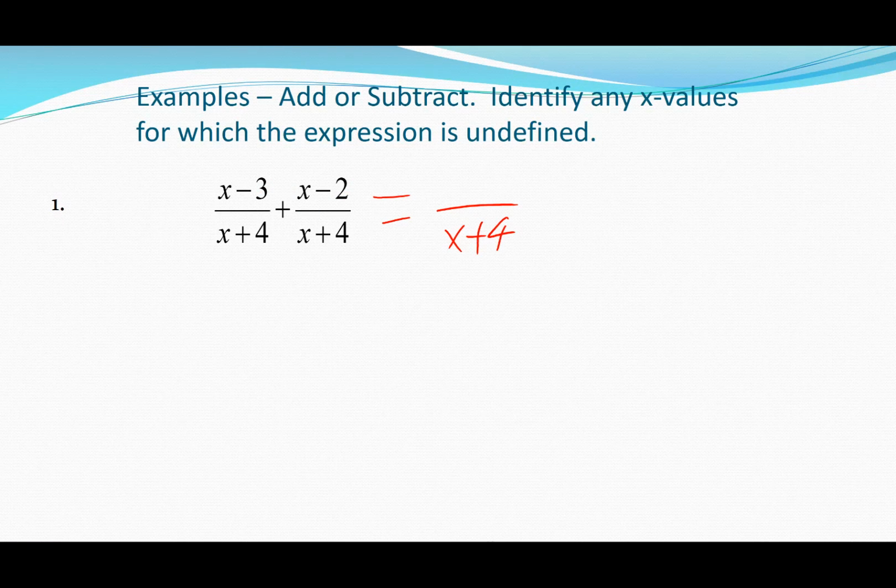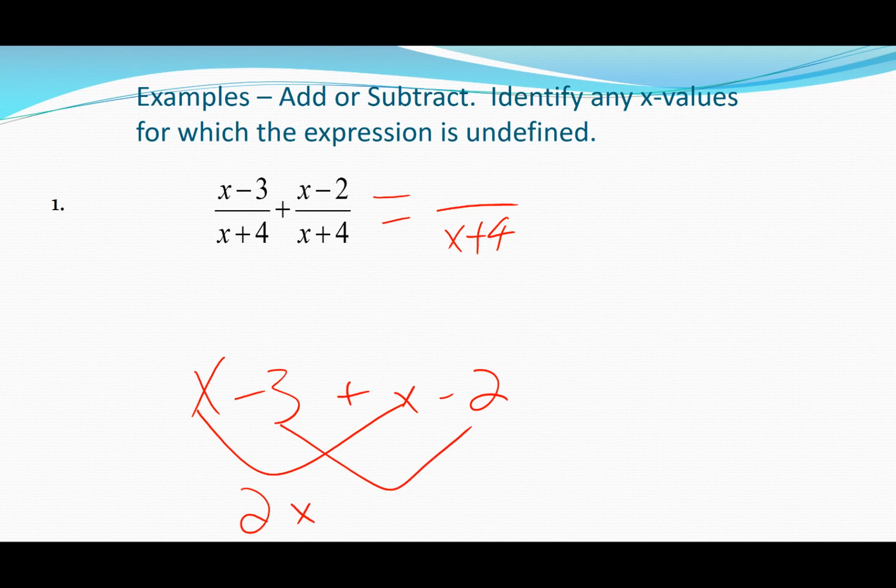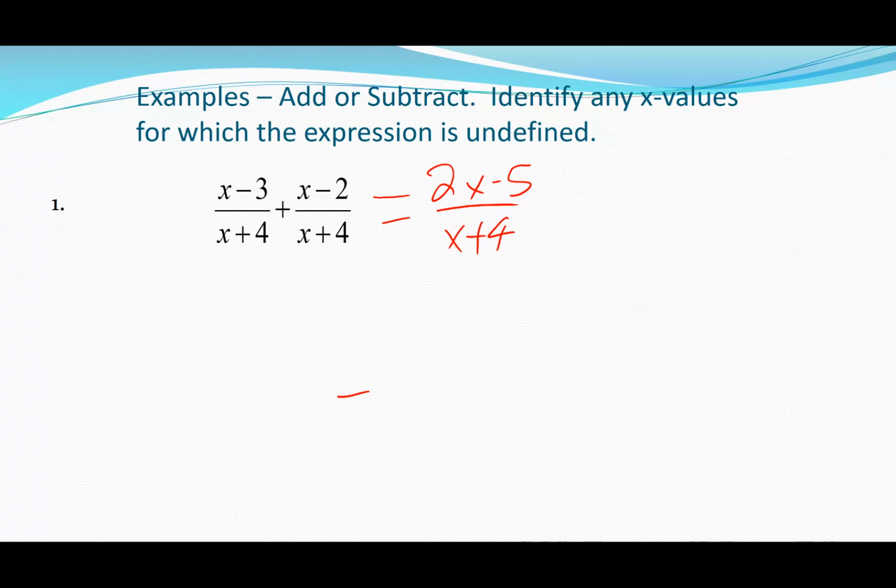So in this case, all you're doing is combining like terms. You want to think about it like this: x minus 3 plus x minus 2. You've got x plus x, which is like terms, which makes 2x, and negative 3 minus 2, which makes negative 5. So when you add them up, you get 2x minus 5. And since nothing factors or cancels here, that is as simplified as it gets. That would be your answer, 2x minus 5 over x plus 4. So make sure you add correctly as well.